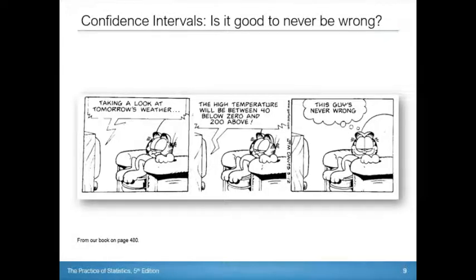So there's a trade-off. The wider the confidence interval, the more likely it is that you've captured the true parameter that you're trying to estimate. But the wider it is, the less useful it is as an estimate.